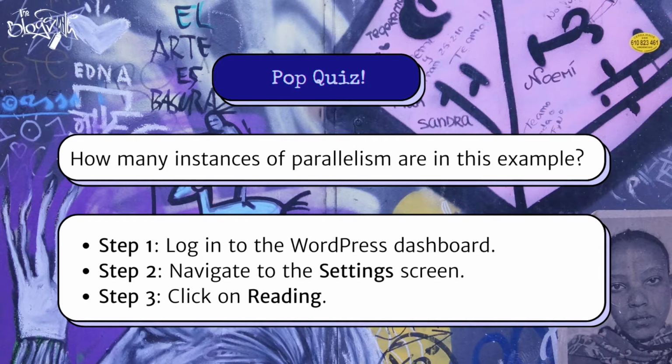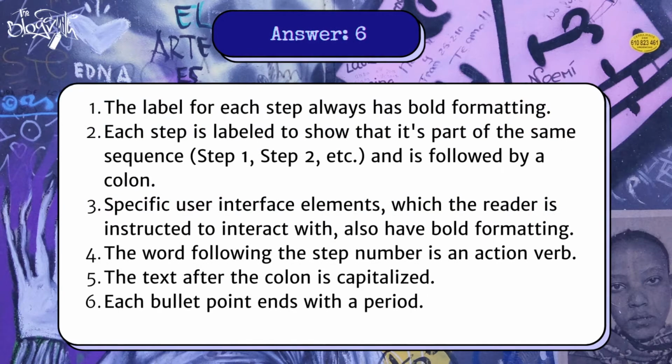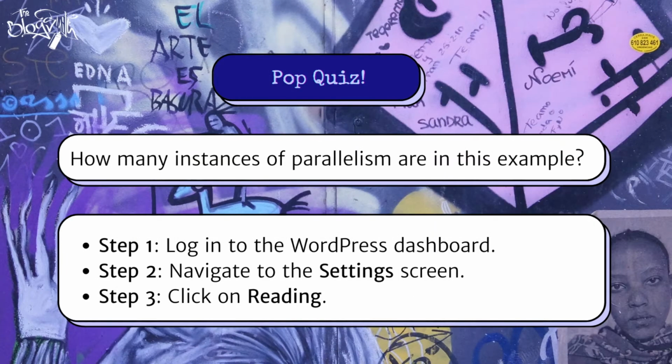All right, ready? So there were 6 different examples of parallelism, at least as far as what I could count. There might be more. And so first, the label for each step always has bold formatting. So that's step 1, step 2, step 3, all bold. Second, each step is labeled to show that it's part of the same sequence. And also step 1, step 2, and step 3 are followed by a colon.